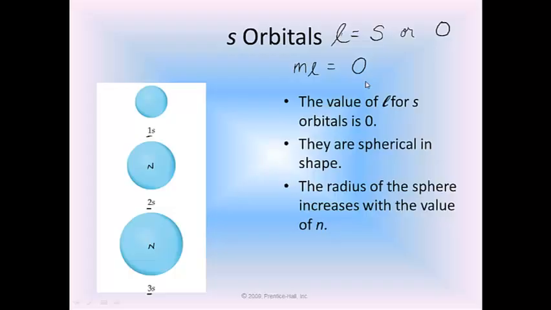They're spherical in shape. That means that the probability map is a 3-dimensional spherical probability that the electron is 90% in that sphere. And of course, the further from the nucleus you get, the larger you get. Notice 1s, 2s, 3s, and the nucleus is dead center, and the 3s is a larger orbital.